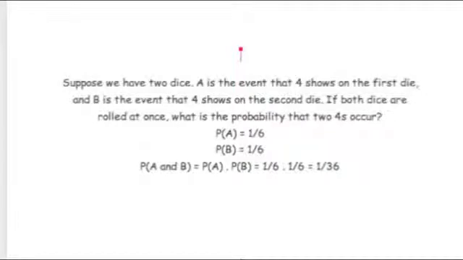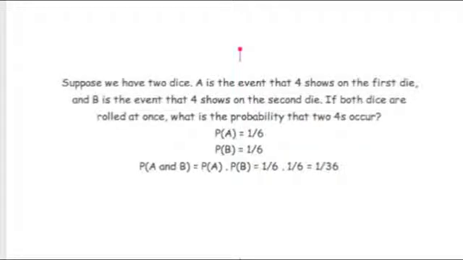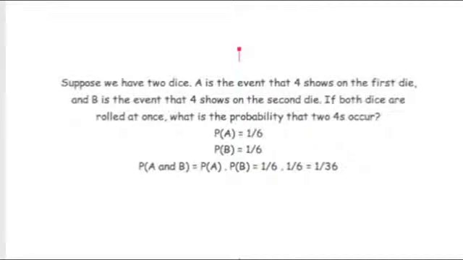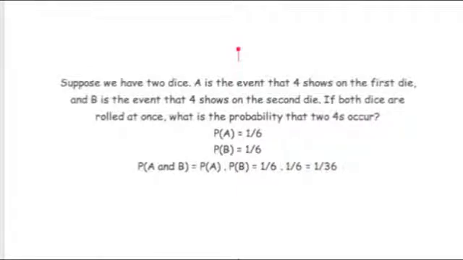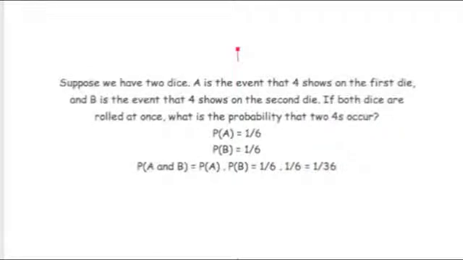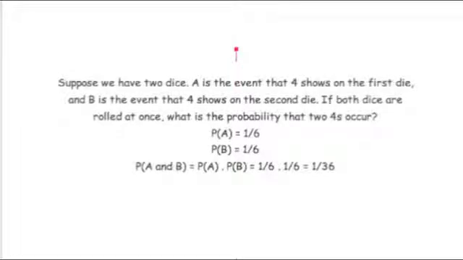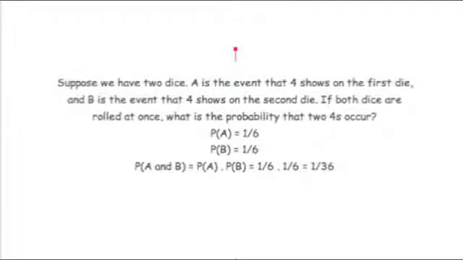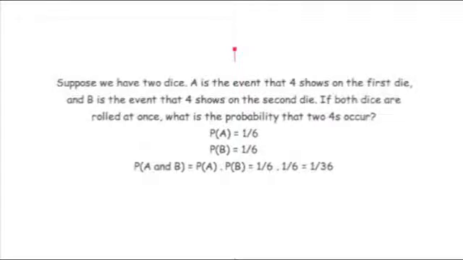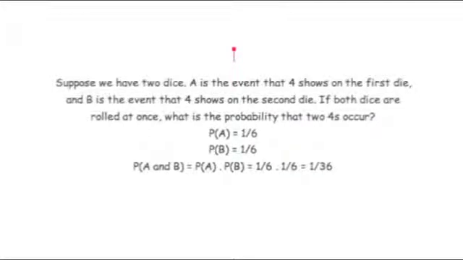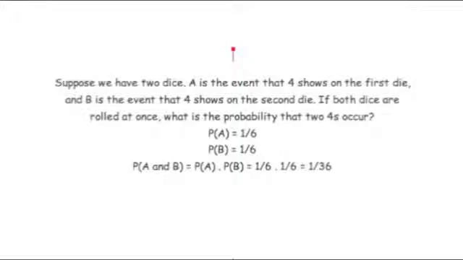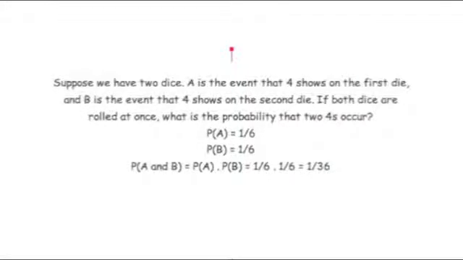Suppose we have two dice. A is the event that 4 shows on the first die, and B is the event that 4 shows on the second die. If both dice are rolled at once, what is the probability that two 4s occur? The probability of A equals 1/6. The probability of B equals 1/6. The probability of A and B equals the probability of A times the probability of B, which equals 1/36.